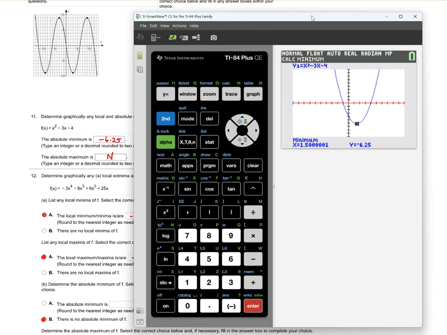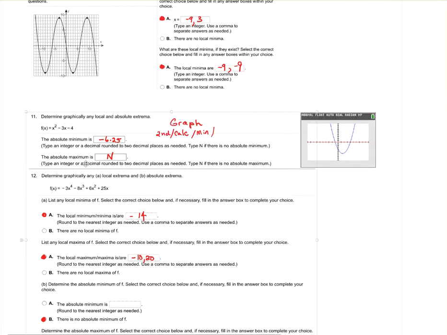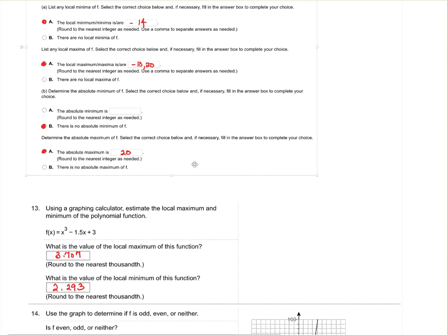So that is the min, and this wanted the y value. So -6.25, and it does not have a max. It says type an n if there is no absolute max. All right, we do the same thing with 12. You would put this in your calculator, and you would find the local mins.